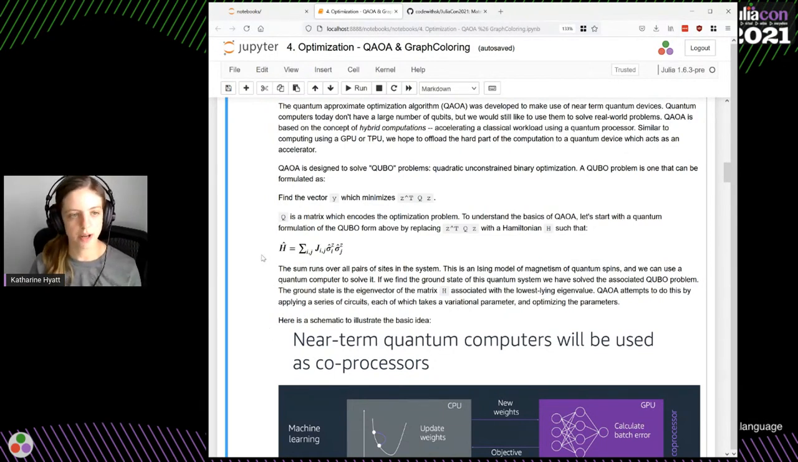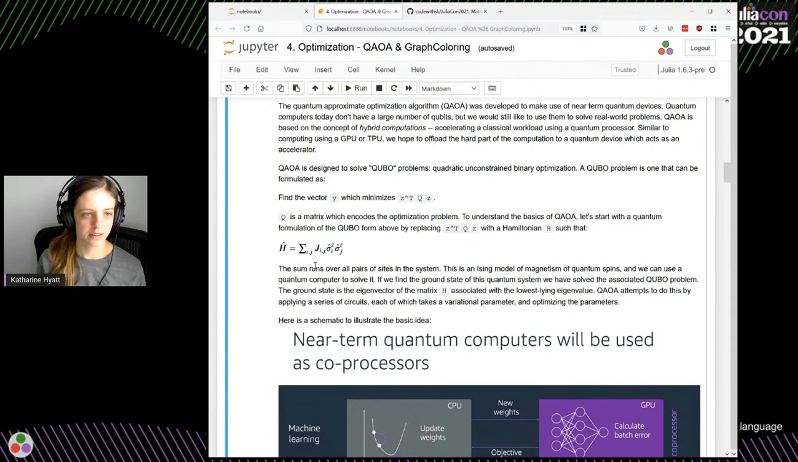And so the idea in QAOA is to say solving this optimization problem, i.e. finding the lowest lying eigenvector of Q here, can be very hard for a classical computer, but it may be possible to come up with a quantum approach that can do better. And so what we're going to do is rephrase this problem by transforming this Q matrix into a Hamiltonian for an Ising model.